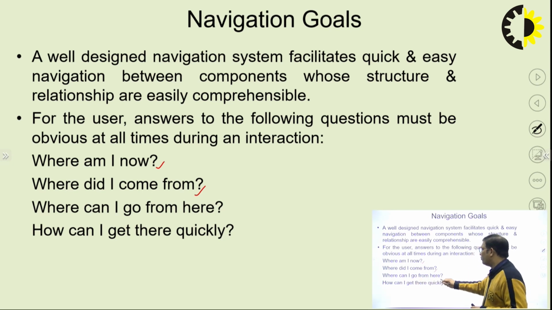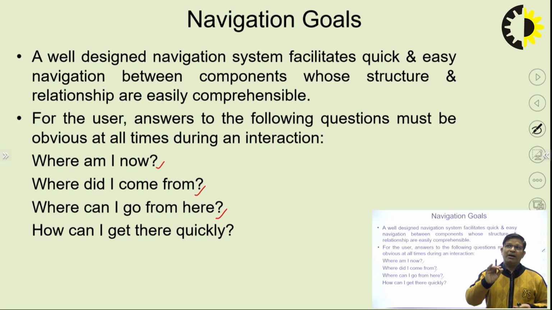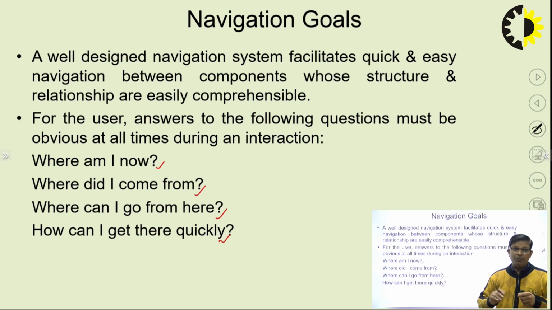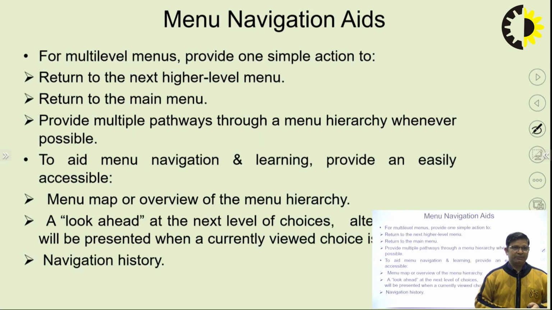Where can I go from here? If I click a button or a menu, what type of window or what options will open? From this situation, from this button, where can I go? How can I get there quickly? It means if there are multiple options, or if it takes some time to process that particular operation, I should know how much time it takes to complete the operation.